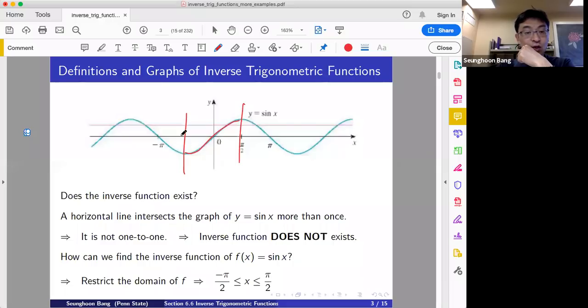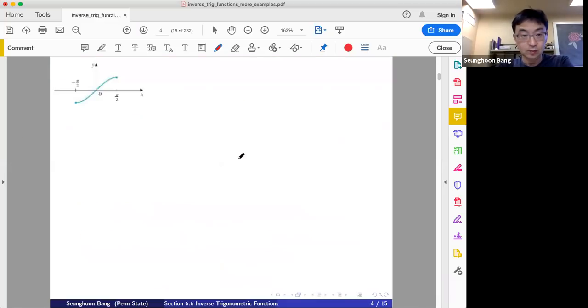Why do you choose negative pi over 2? We have infinitely many possibilities. Another choice is pi over 2 to 3 pi over 2, or 3 pi over 2 to 5 pi over 2. It's infinitely many, but I want to choose a small number. It's sometimes better. This is the reason you can choose minus pi over 2 and pi over 2.